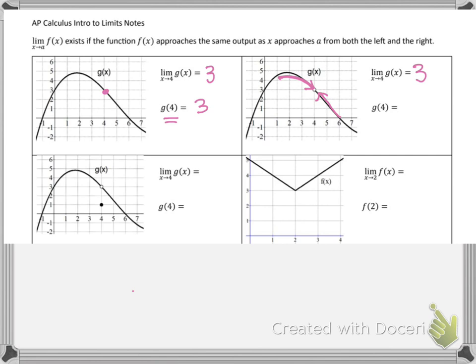Now this is asking what is the output of the graph when x equals 4? Well, there's a hole there. The graph is undefined. So g of 4 is undefined.